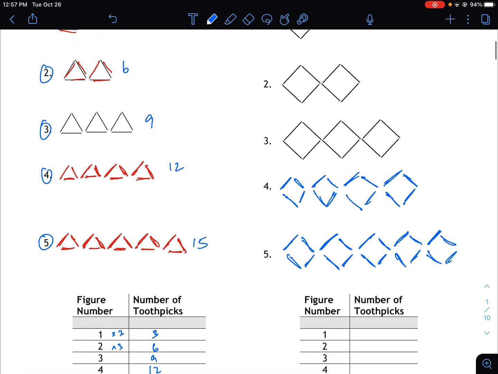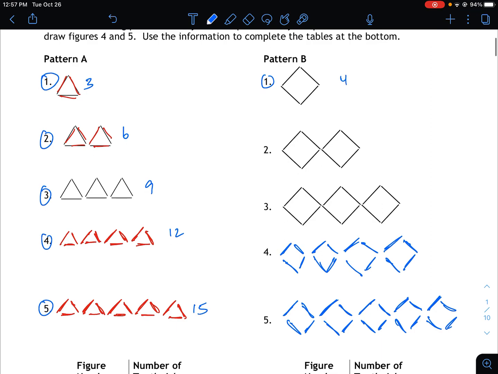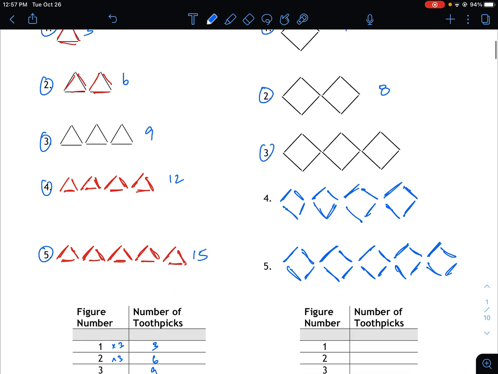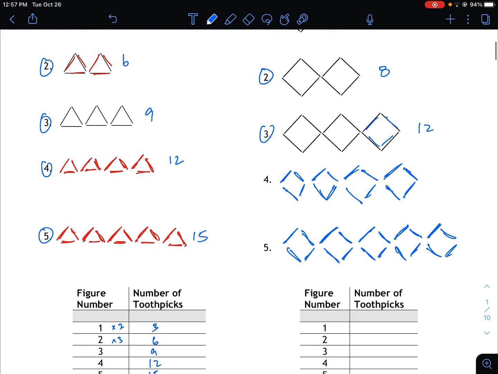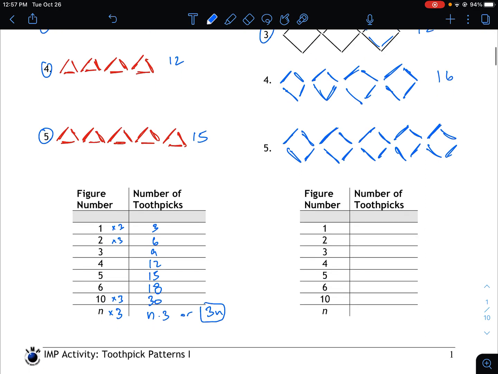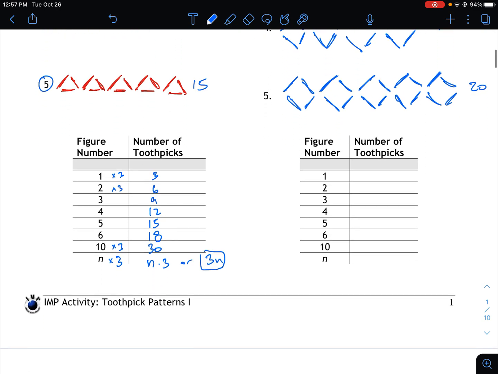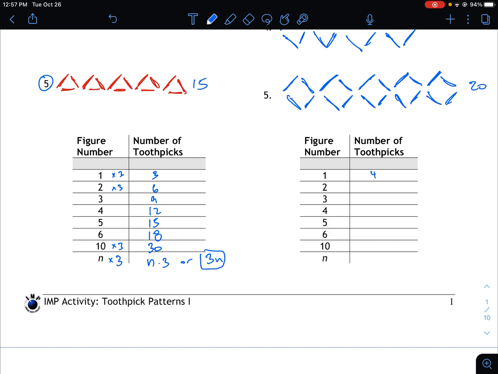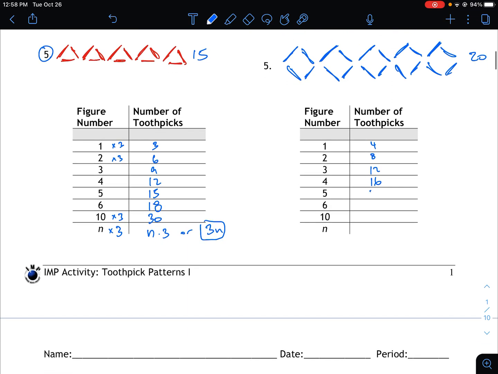So figure number 1 has 4 toothpicks. Number 2 has 8 toothpicks. 3, we needed to add 4 more, so that's 12 toothpicks. And you may see the pattern already. You needed 4 more toothpicks, so that's 16. And 5, that would make 20 toothpicks. So figure 1 had 4, then 8, then 12, then 16. You may see the pattern already, 20.